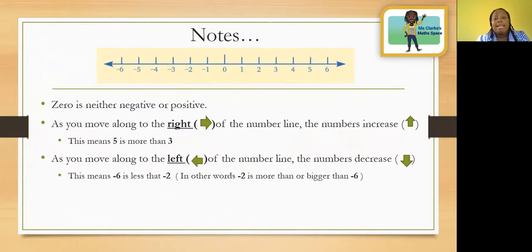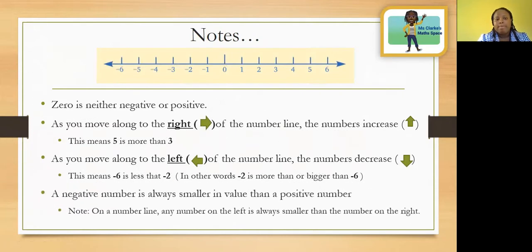And as you move along to the left of the number line, the numbers decrease. So it gets smaller and smaller and smaller. So this would mean that negative 6 here is actually less than negative 2. So believe it or not, negative 2 is actually a bigger number than negative 6. And we can see it played out on the number line. So one thing for us to know without a shadow of a doubt is that negative numbers are always, always, always smaller in value than a positive number.